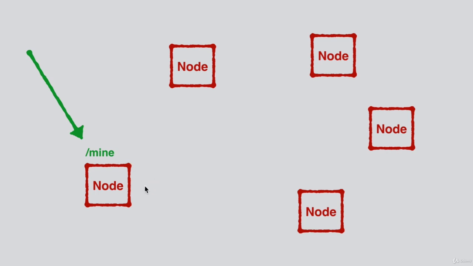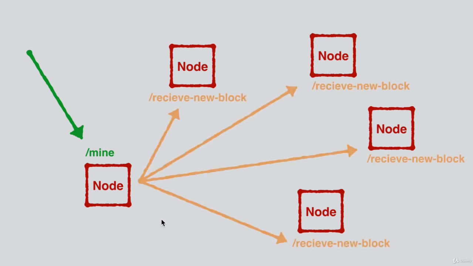When we hit the mine endpoint, we will create a new block by doing a proof of work. And once that new block is created, we are going to broadcast that new block to all the other nodes in our network. We are going to broadcast this new block to the receive new block endpoint on all the other nodes in our network. And this is going to be a new endpoint that we are going to build out in an upcoming video. And that's it. It's pretty straightforward. That's what our new mining process will look like.